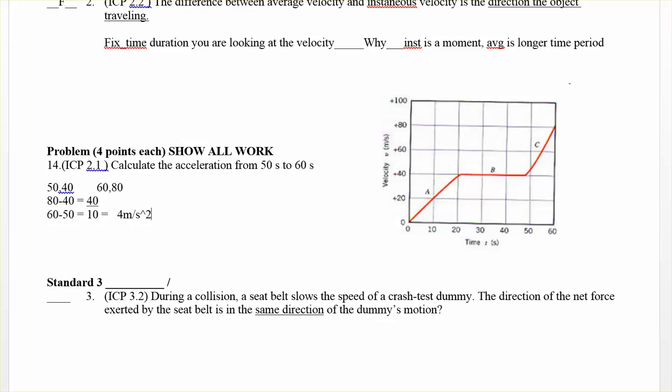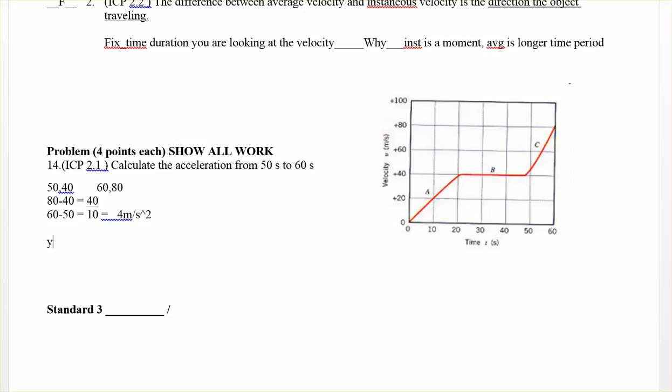So that's my acceleration. Write down your ordered pairs and do your slope. Write down the two ordered pairs and do y2 minus y1 over x2 minus x1, for those of you that forget that. I'll type it in: y2 minus y1 over x2 minus x1. That's our slope equation.